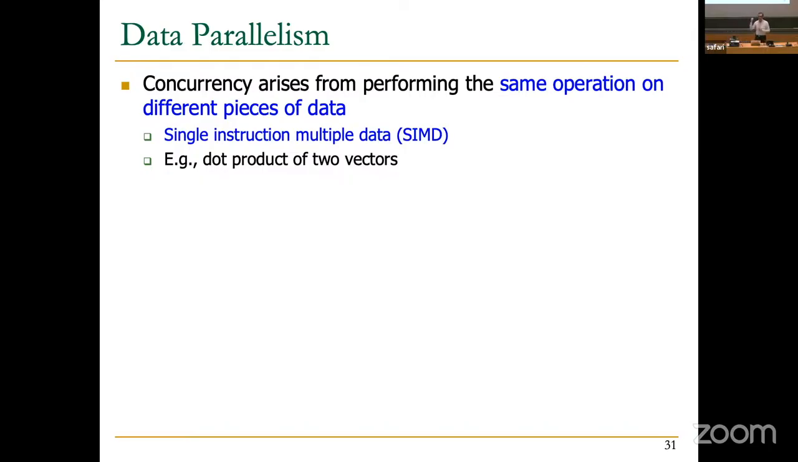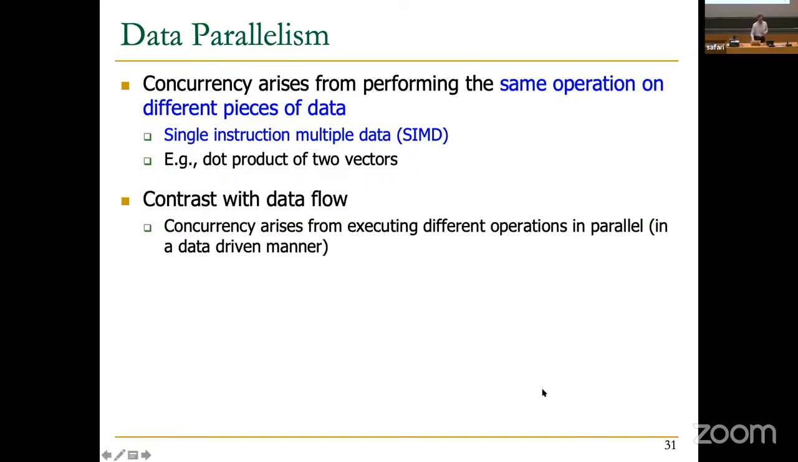Here in SIMD, the type of concurrency we exploit is fundamentally different. It arises from the semantics of the program, performing the same operation on different pieces of data. That's why it's called single instruction, multiple data. An example is the dot product of 2 vectors, or whatever you do on vectors actually applies nicely. That's why one of the processors is going to be called vector processors. Now, contrast this with data flow.